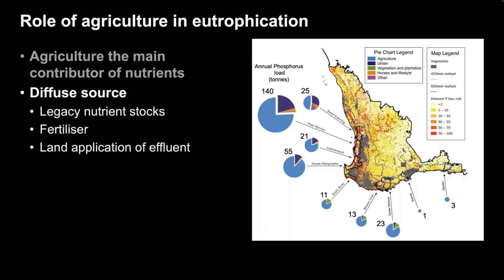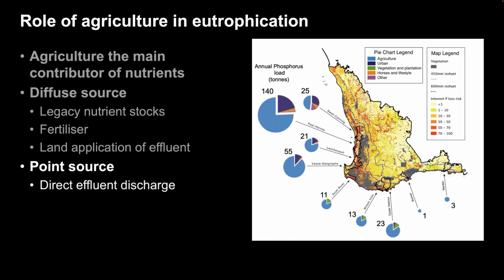The nutrients from agriculture are coming from places like legacy nutrient stocks. So that's nutrients that are built up in the soil over many years of fertiliser application, land application of effluent, etc. And in some cases, there are also point source discharges of effluent going directly into waterways.